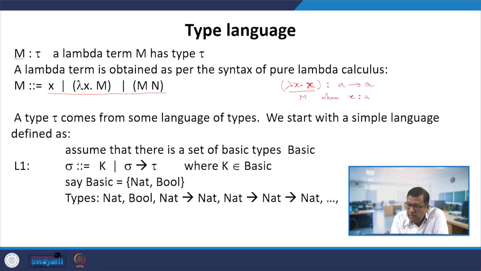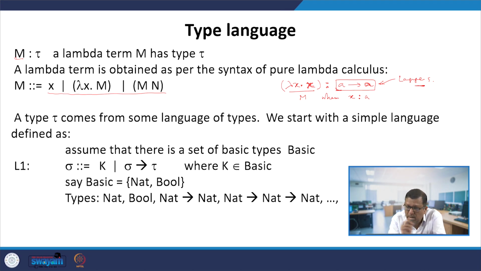Now, this a arrow a also is coming from some language, just as we have obtained this m from the grammar, this also will come from some language, some grammar. So, there are different types of languages possible. We will consider one and show others as well. So, that means this will be a sentence of some language. What are those languages that we are trying to understand?